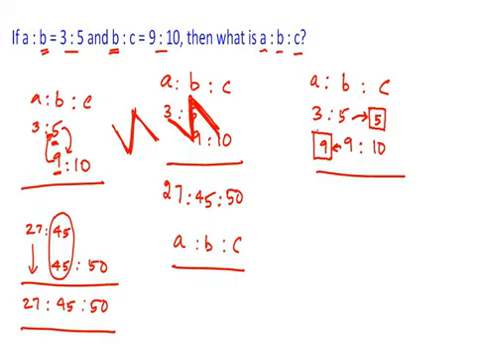Now just multiply the top and the bottom values. 3 9s are 27. 5 9s are 45. 5 10s are 50. So the ratio between A, B and C is 27 is to 45 is to 50.